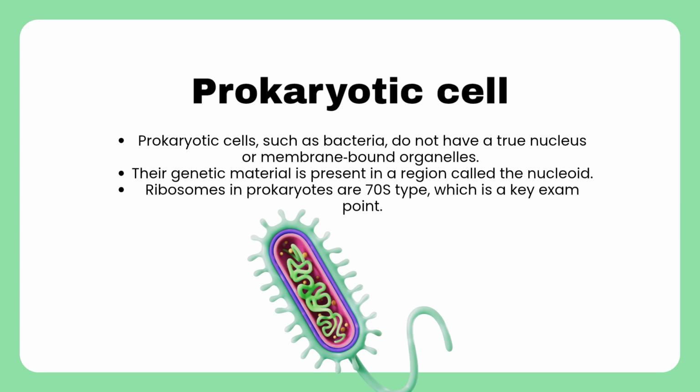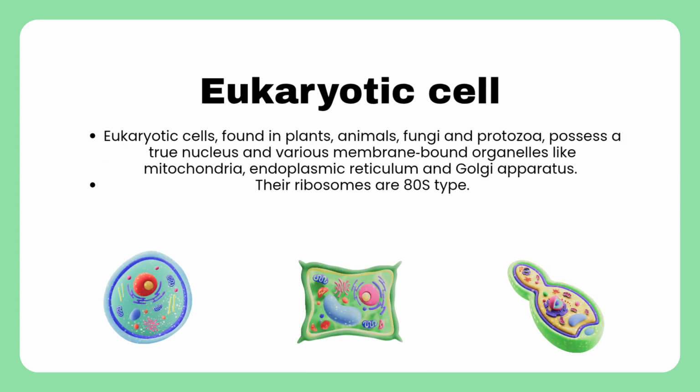Types of cells. Cells are mainly classified into two types: prokaryotic cells and eukaryotic cells. Prokaryotic cells, such as bacteria, do not have a true nucleus or membrane-bound organelles. Their genetic material is present in a region called the nucleoid. Eukaryotic cells, found in plants and animals, have a well-defined nucleus and membrane-bound organelles like mitochondria and endoplasmic reticulum.